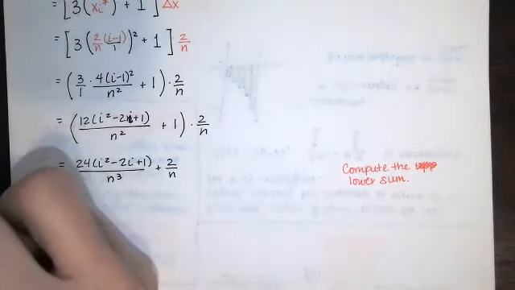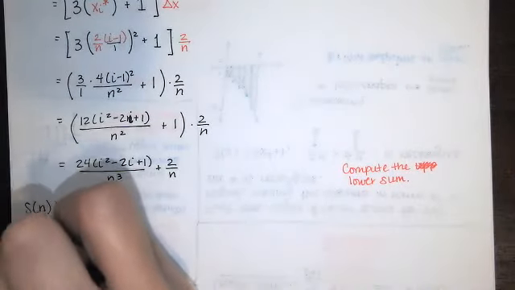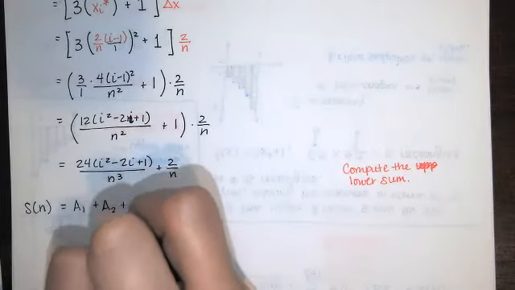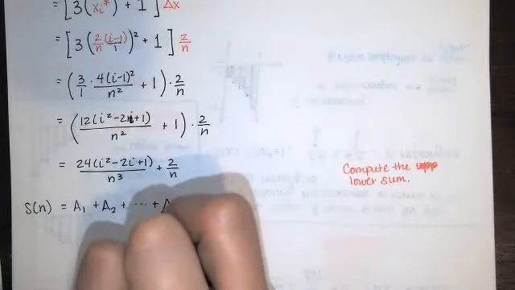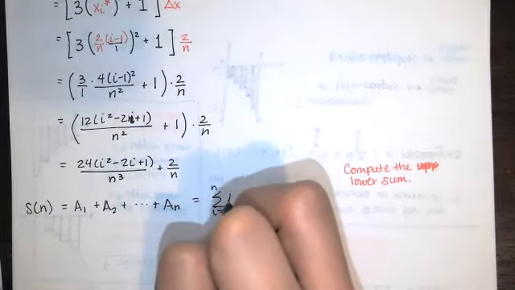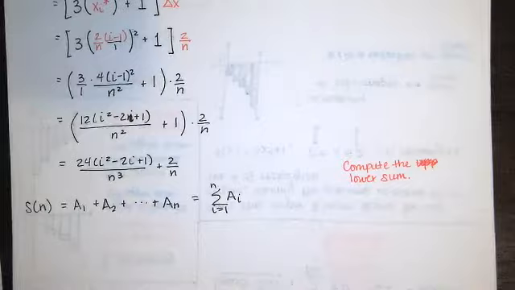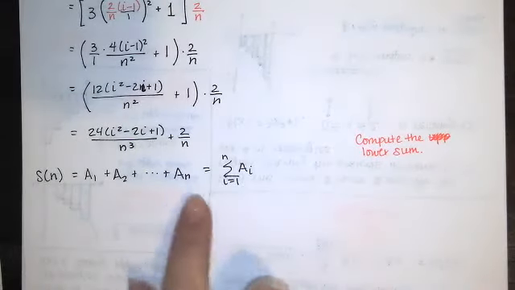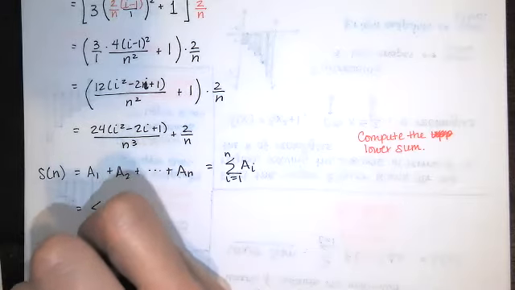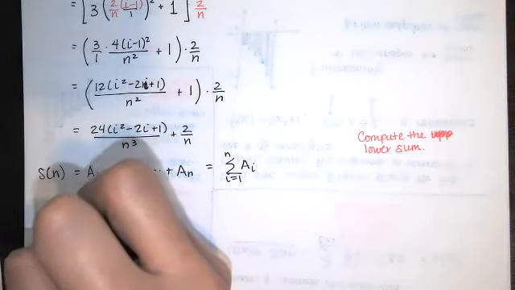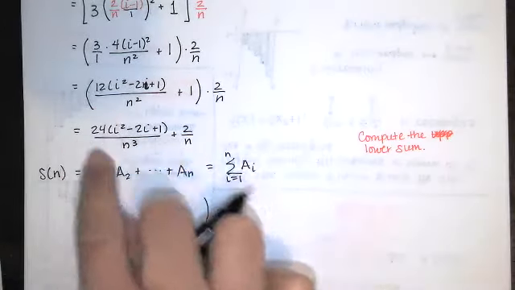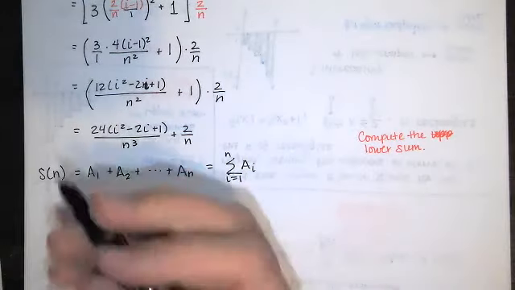So the lower sum, that's just a sub 1 plus a sub 2 plus a sub 3 all the way through a sub n. Well, we know sigma notation. That's the sum as i goes from 1 to n of a sub i. So we want to compute this. Well, we could first of all just state it. It's the sum as i goes from 1 to n of a sub i, and a sub i is what we just calculated. So we sub that in.